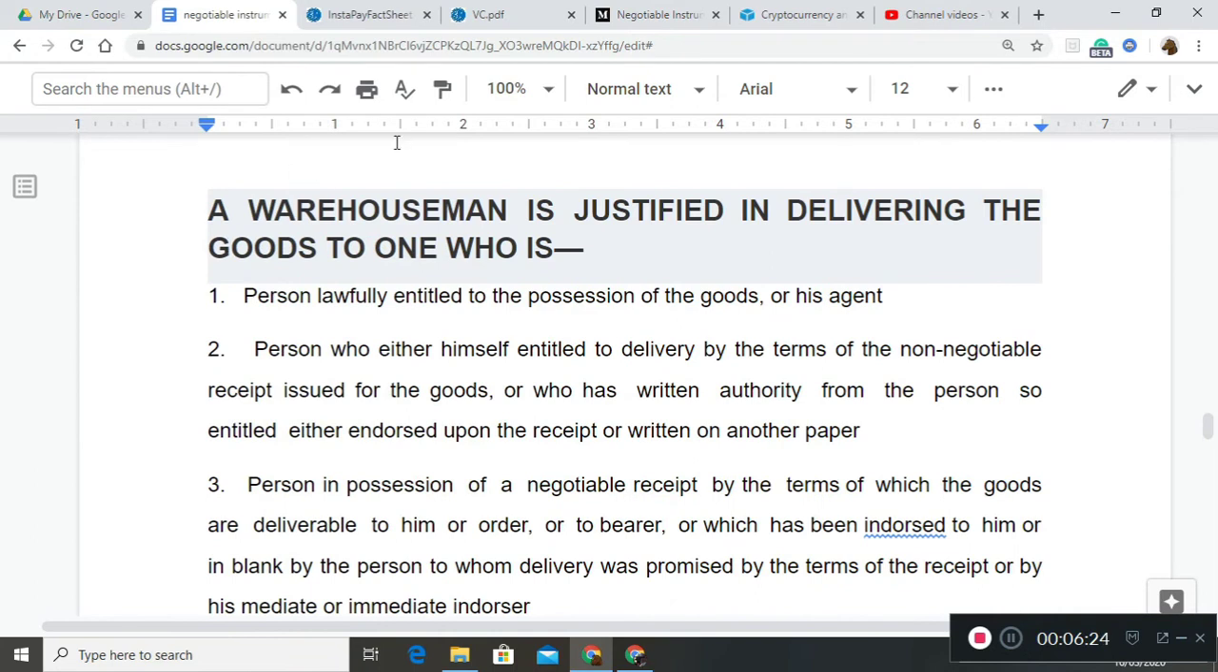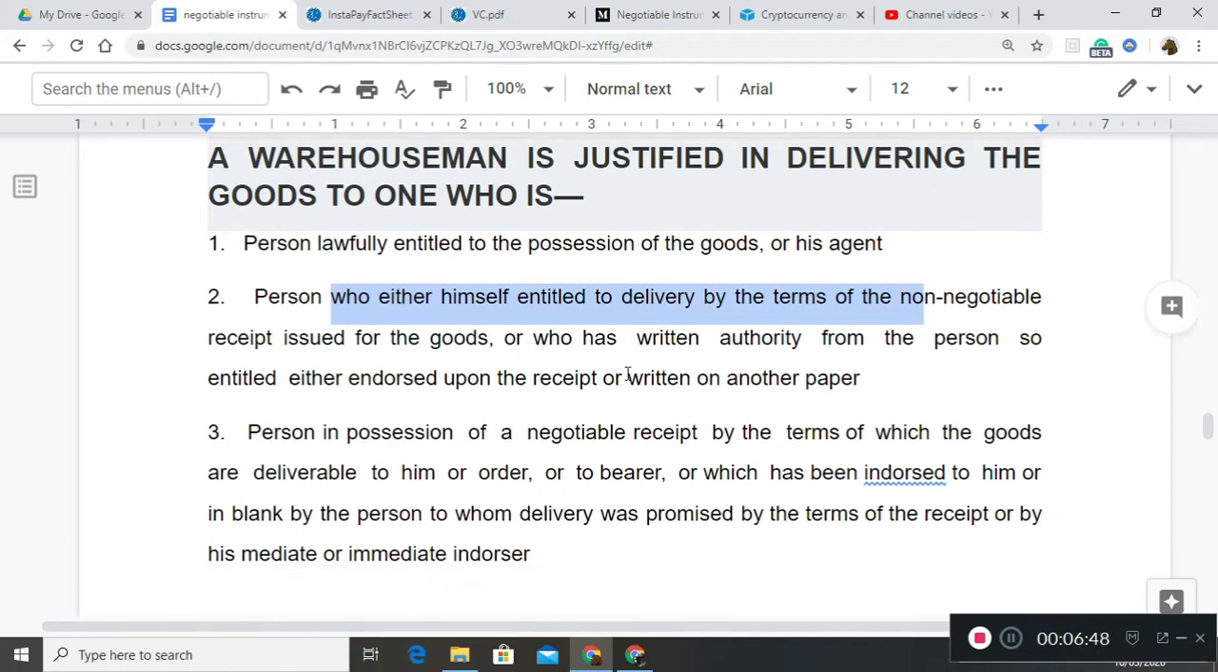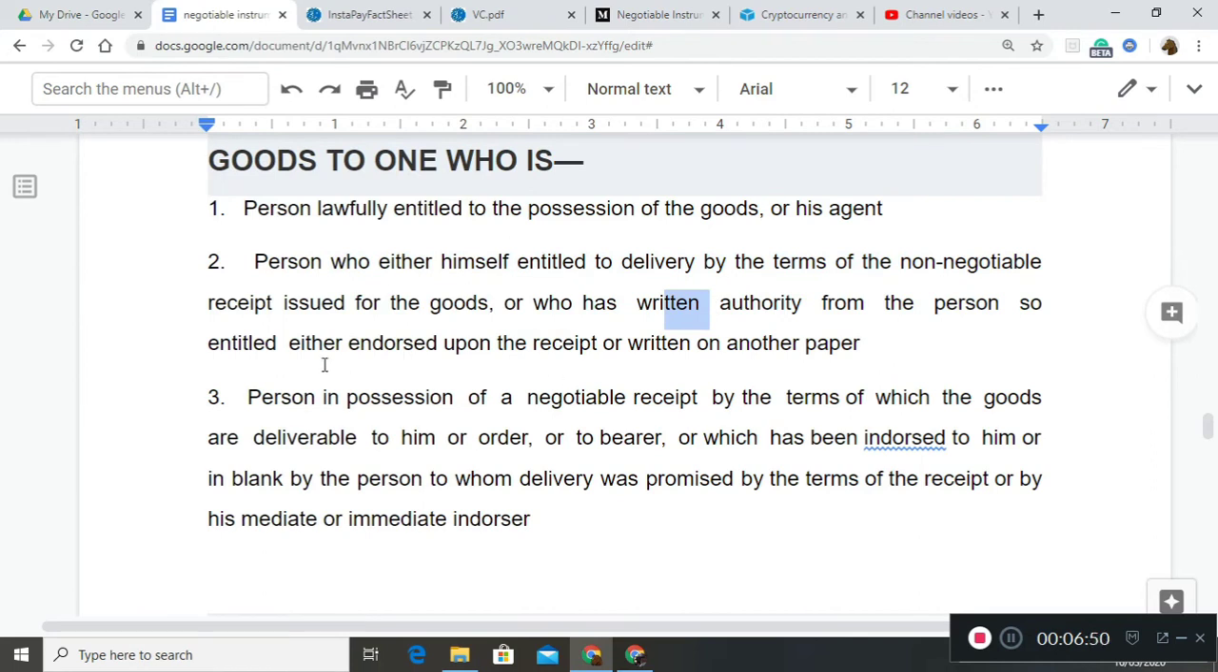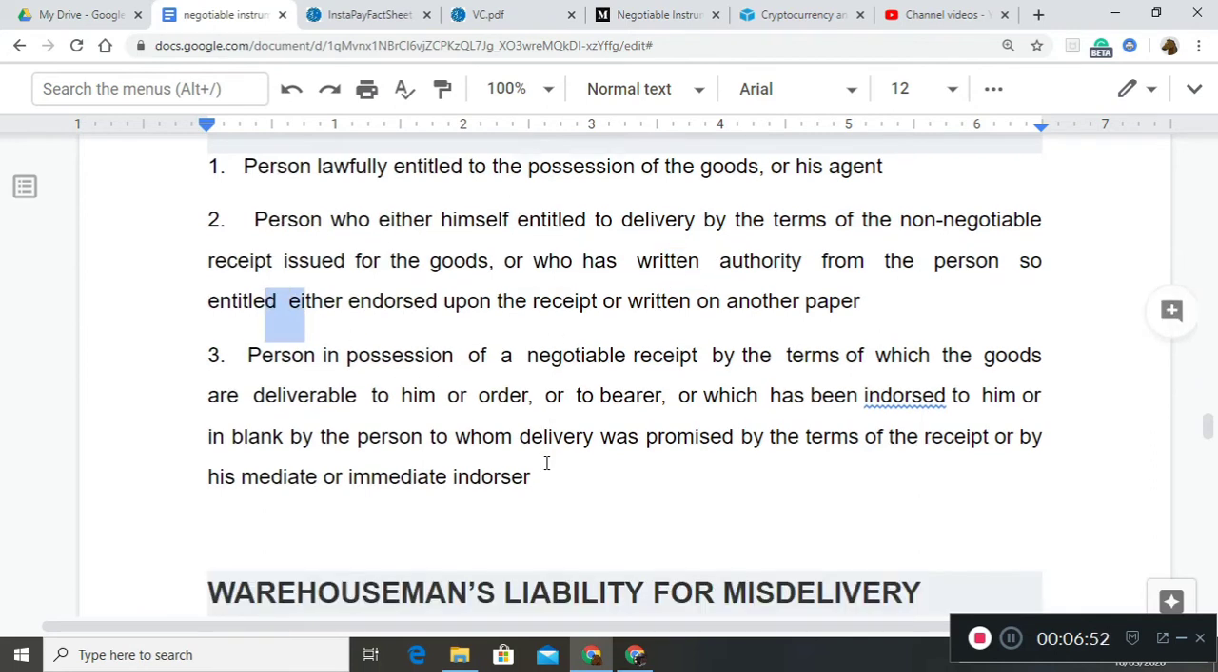So a warehouseman is justified in delivering the goods to one who seeks to secure the goods from the warehouseman. That would be the person lawfully entitled to the possession of the goods or his agent, a person who is either himself entitled to delivery by the terms of a non-negotiable receipt or has written authority from the person who is entitled.